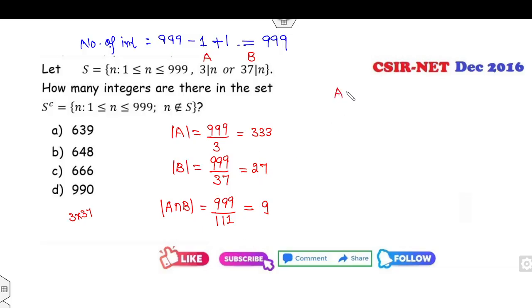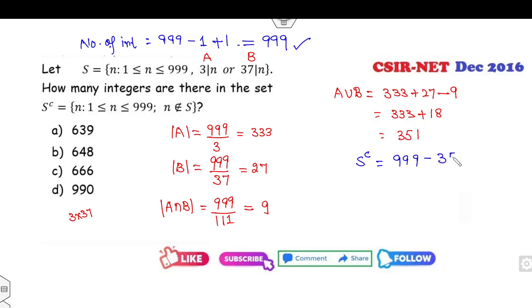So then can you find the A union B? That is A plus B minus intersection. So this will be plus 18, 153. Fine. So what will happen? Your target is to find the S complement. So what is the cardinality of this? Total elements are 999 minus 351. So 648. B is my right answer of this problem.